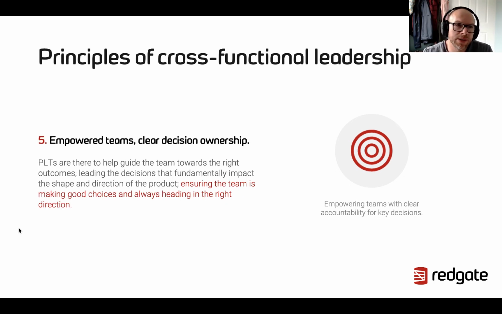Number 5, empowered teams with clear decision ownership. So empowered teams are given problems to solve, not a laundry list of features to implement. As such, PLTs are responsible for the whats, where the wider team are responsible for the hows. Decisions that fundamentally impact the shape and direction of the product, i.e. what problems to solve or what ideas to test, ultimately still sit with PLT. So while the PLT should actively encourage a mindset towards shared product ownership throughout the wider team, they, the PLT, remain accountable for its direction, what's in or out of scope, and the prioritisation of effort and competing interests.